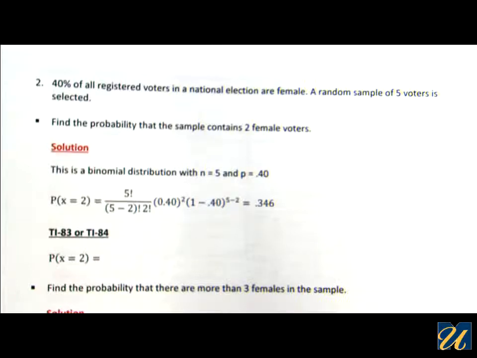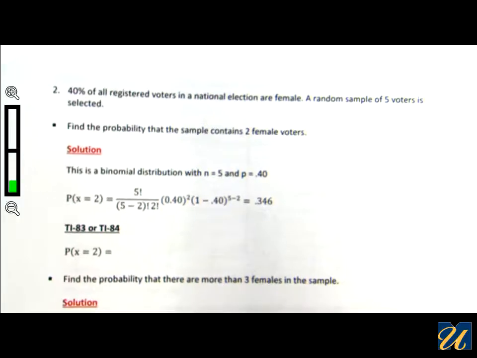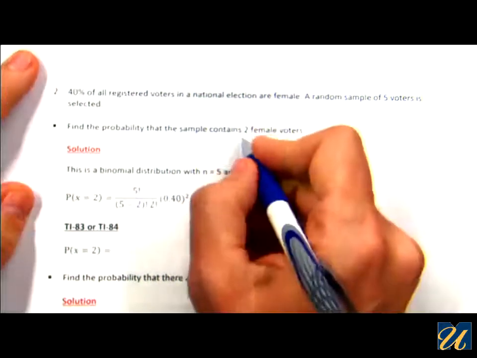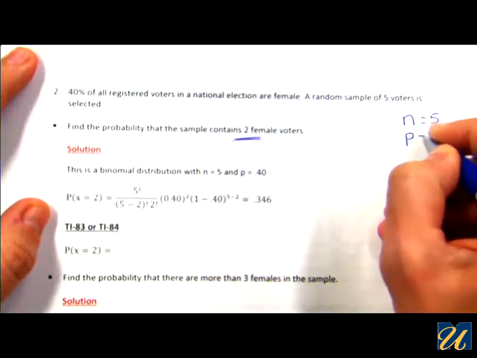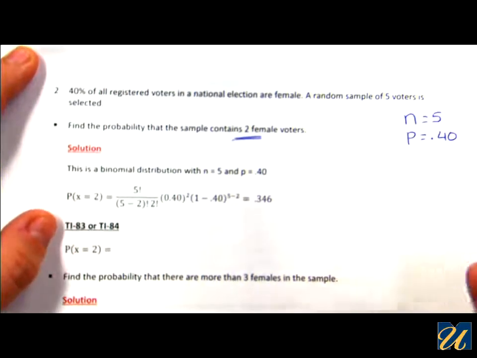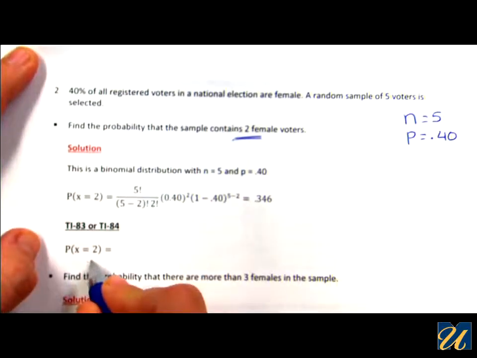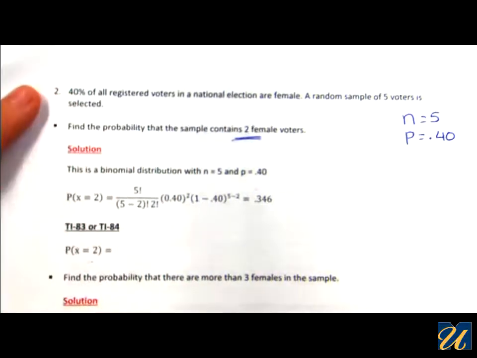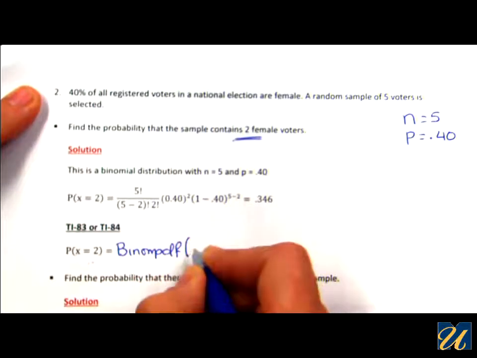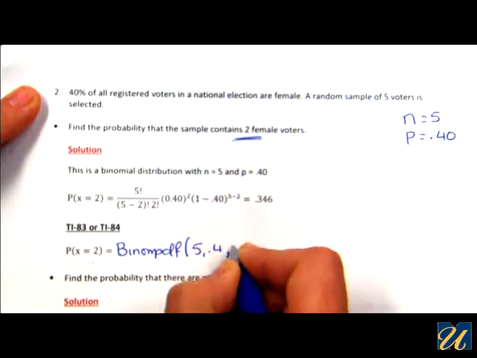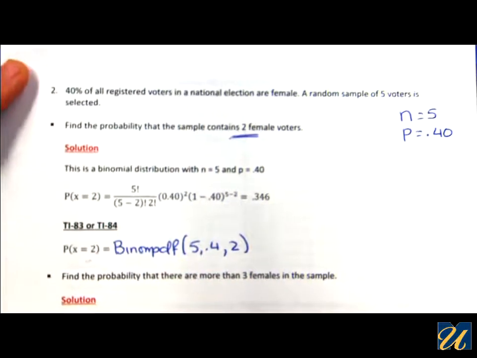For problem number 2, 40% of all registered voters in a national election are female. A random sample of 5 voters is selected. Find the probability that the sample contains 2 female voters. So we have n equals 5, p equals 0.4, and I'm looking for the probability of x to be equal to 2, exactly 2. So we will do binomial PDF n, comma, p, comma, x.